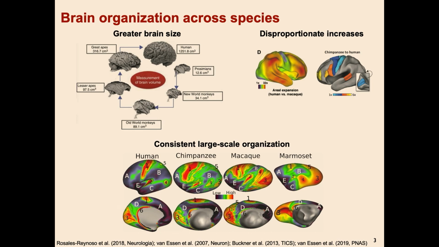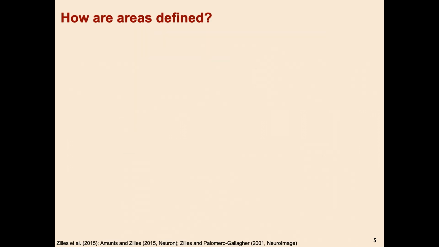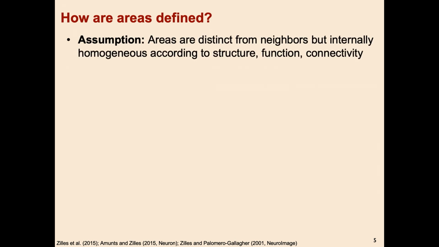So we need to step back a little bit and find ways to explain why, even though we have these differences, we also have these consistencies. So we have to go back into how the brain is organized. The easiest way is to look at how areas and regions are defined in the brain. The most typical way to do this is we assume that areas are distinct from their neighbors when we look at their homogeneity according to some structure, function, or connectivity. And this is what the previous speakers have been doing for the last few speakers. So we know that this is the basis for how to define areas.